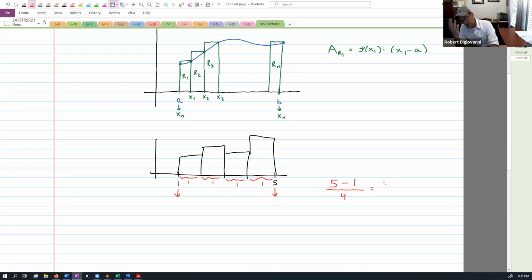And if you do that, you get 4 over 4, and that's 1. That's how wide each rectangle has to be. So what you're really doing is this. You're saying, hey, what's the distance between 5 and 1, right? What's the distance between those two?